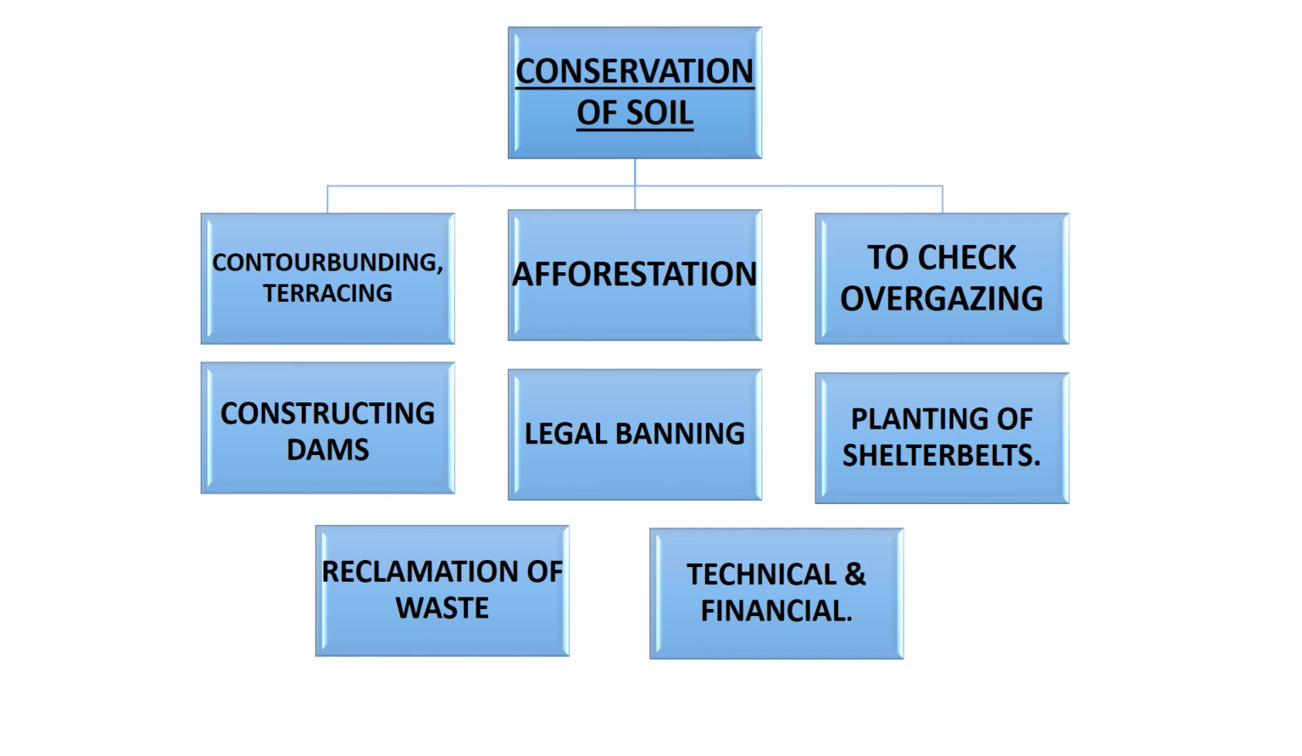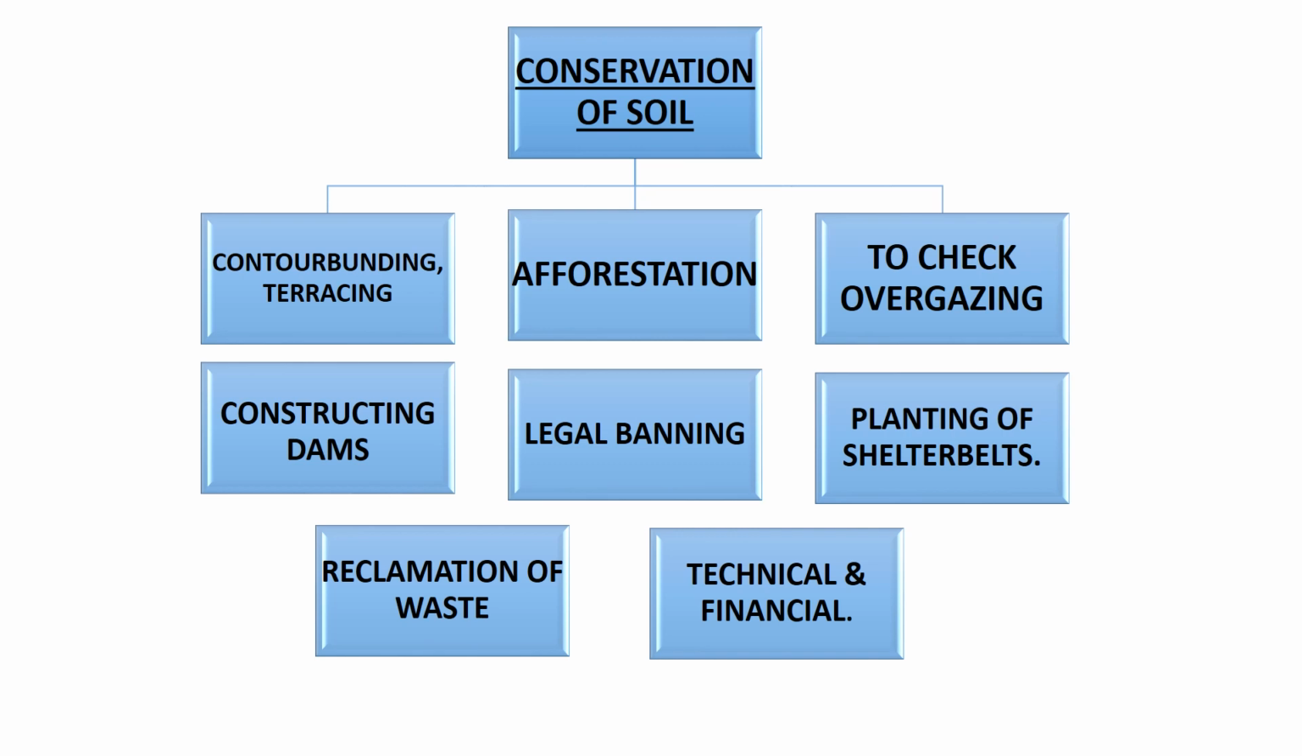Third point is to check overgrazing. Domesticated animals like goat, sheep and cattle should not be allowed to overgraze. Specified area and time should be maintained for grazing. Fourth point is constructing dams across the stream, which helps in regulating the flow of water and checks floods.